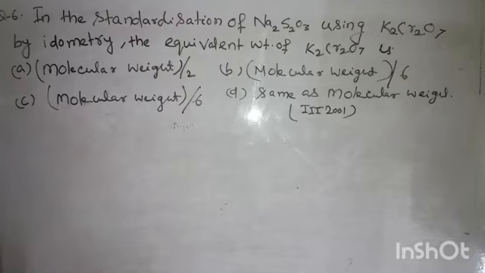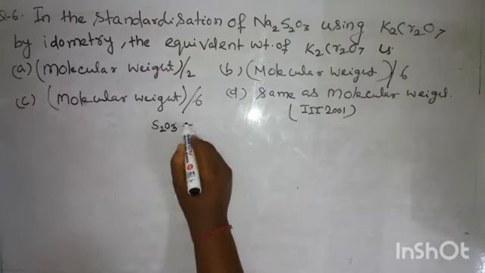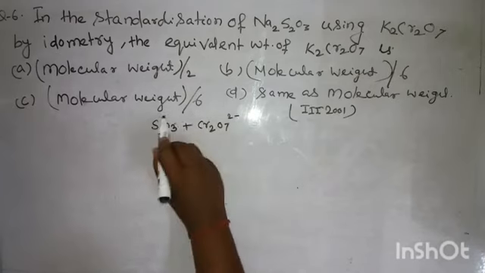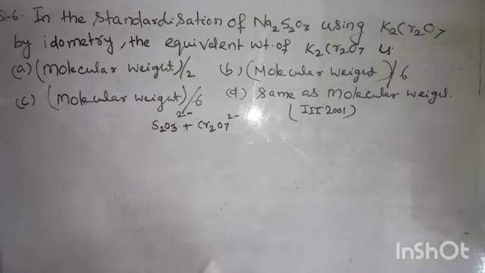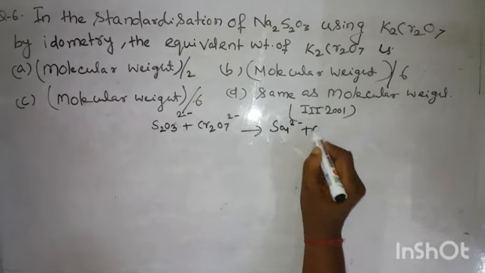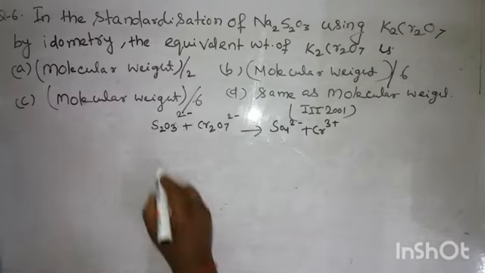That means we will write the balancing of this redox reaction. This is H2S2O3 plus Cr2O7 2 minus, this is also 2 minus, which gives rise to SO4 2 minus plus Cr3 plus. This is the reaction. Write down the half reactions.